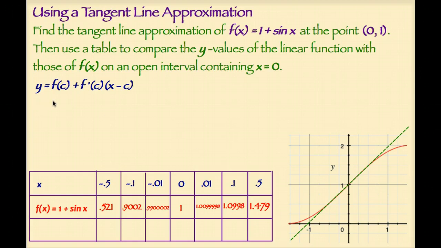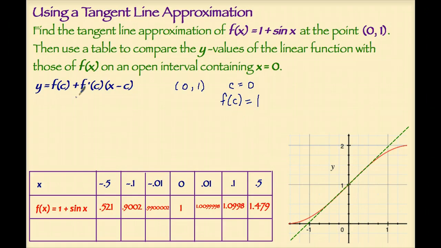So here is the equation of our tangent line approximation. We're going to need f of c, the y value, f prime of c, which is the slope at the x value that we've targeted, and then we're going to need to know what c is, the x value. So let's identify those things. We have our point 0, 1. So that means, of course, that c, the x value that we're interested in here, is 0. Therefore, f of c is going to be 1.